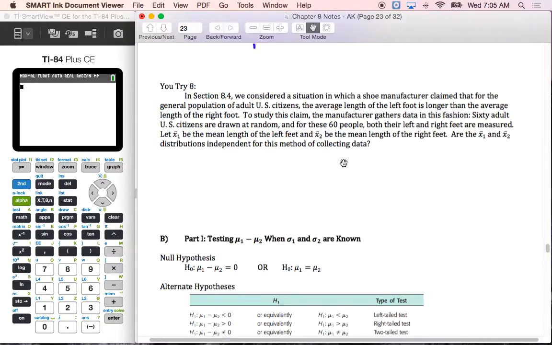Are X bar 1 and X bar 2 distributions independent for this method of collecting data? They are not independent, they are dependent, because you're looking at the same person, their left and their right foot that you are comparing. So they would be not independent.